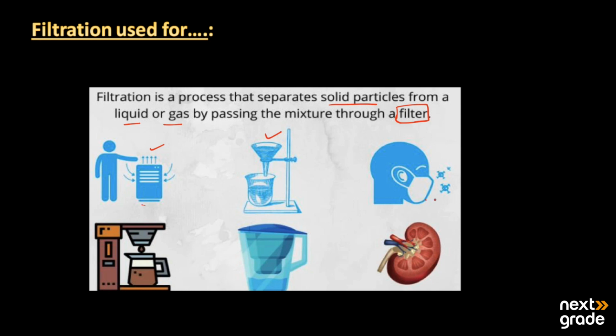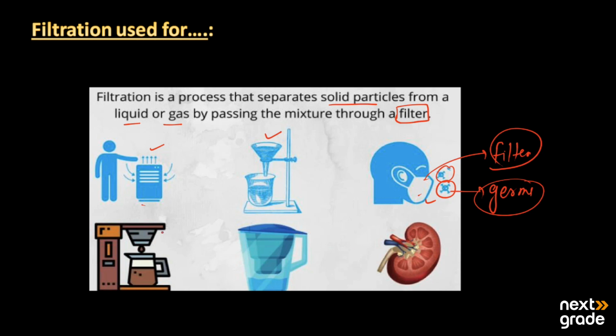Next, we use a mask. It also works as a filter. What do we use it as a filter against? Against different viruses and different germs. So that's why they do not get into the nose and mouth, or into the human body.